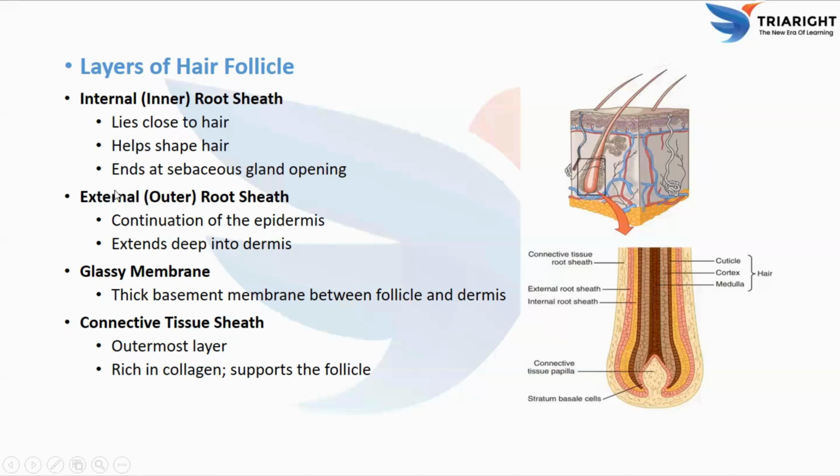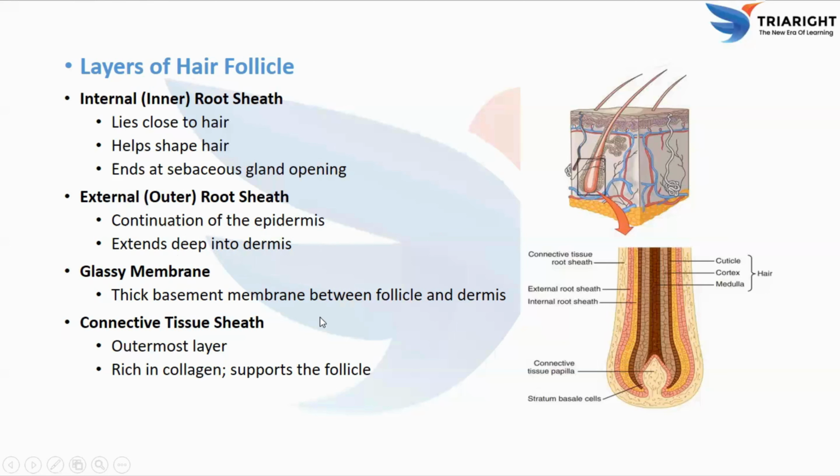The external root sheath is a direct continuation of the epidermis down into the follicle. It is thick, multi-layered and flexible. It extends from the surface of the skin deep into the dermis. So what are the functions of the external root sheath? It provides protection and structural support to the follicle. It also contains stem cells near the bulge region.